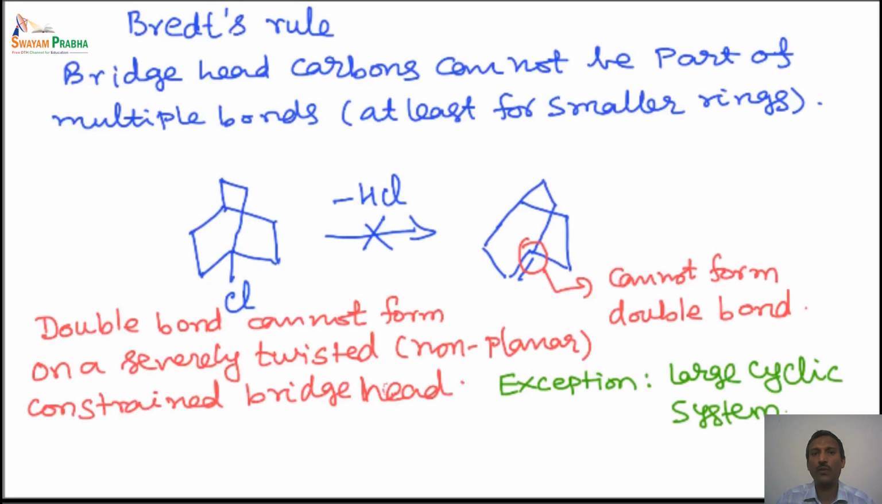There are a few exceptions in large 13 or 14 membered ring bridgeheads. There is a possibility of forming a double bond there, but in the smaller rings it cannot form.